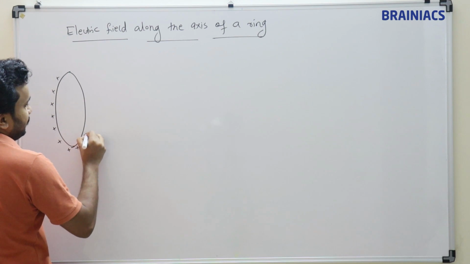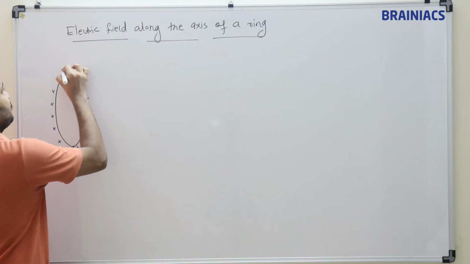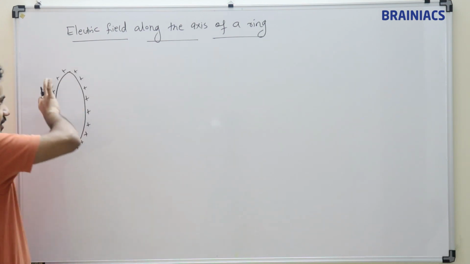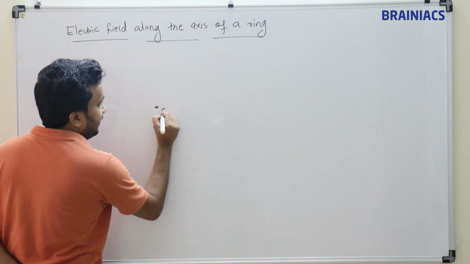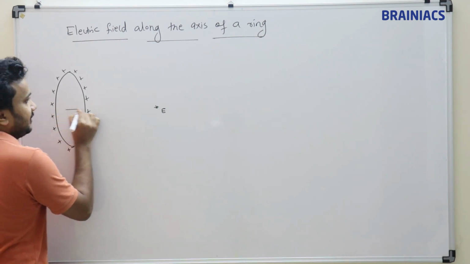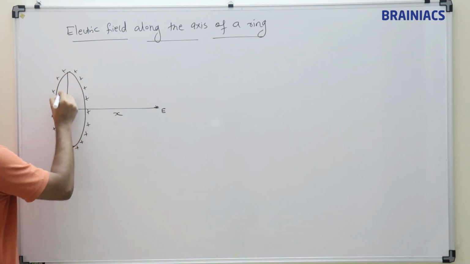So now, next question to you. Is this a point charge or a continuous charge distribution? This is also an example of a continuous charge distribution, and this is a ring. We are going to find out the electric field intensity at this point, exactly from the center.